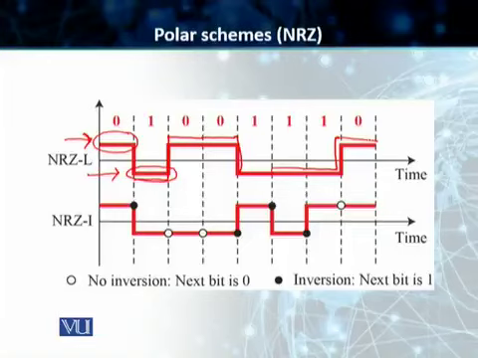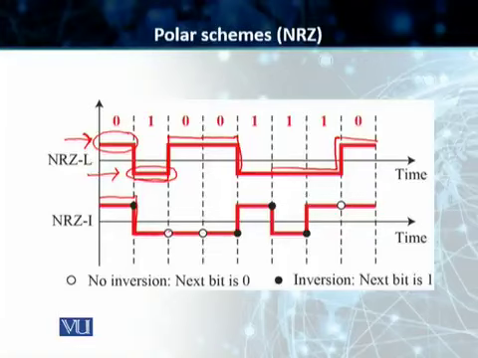Students, in non-return to 0 invert, the change or lack of change in the level of the voltage determines the value of the bit. Now this is important: if there is no change, the next bit is 0. And if there is a change, the next bit is 1. So students, our first bit is 0. And there is a change, so the next bit is 1.